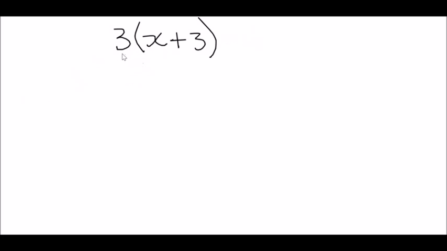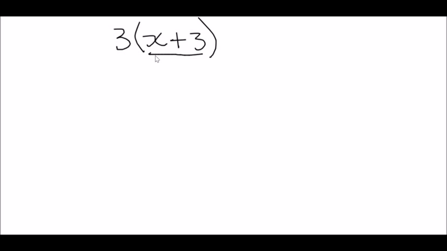So if we're using the distributive law, everything in these brackets, this is what the brackets are telling us, everything in these brackets gets multiplied by 3. Just say x was 5 in this case. What we've got to actually do is add 3 to that 5 and then multiply that answer by 3. So you'd have 5 + 3 is 8, so 8 times 3 is 24.